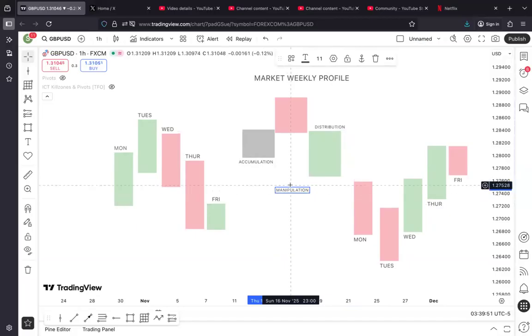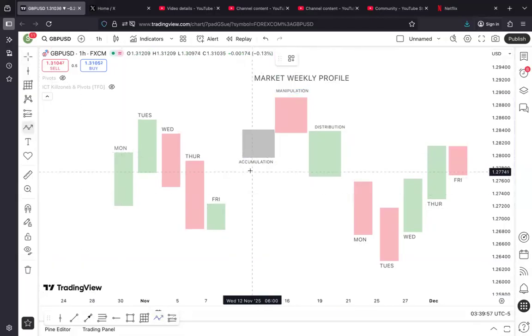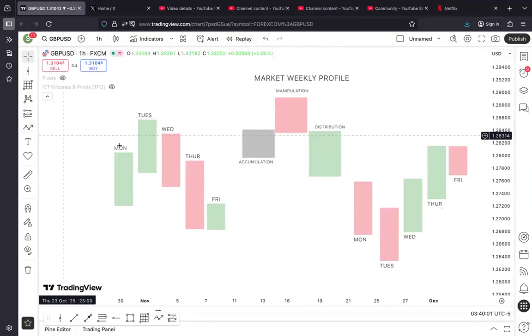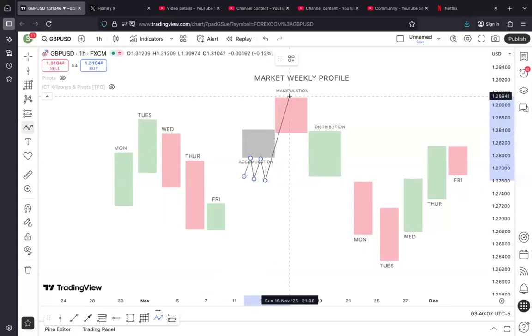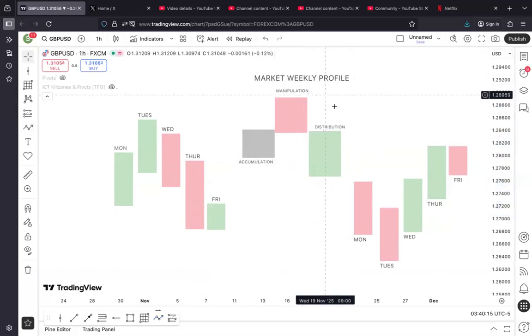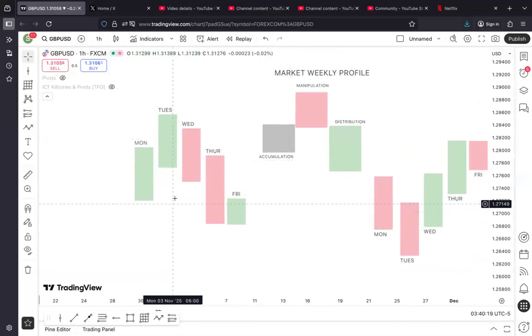So it means that once market opens here, sorry, once market opens, accumulates for a while, it will manipulate here to take out buy stops and eventually distribute and close somewhere around here. Okay, so this is for bearish scenario. I have to quickly convert that because I'm explaining the bearish scenario here.